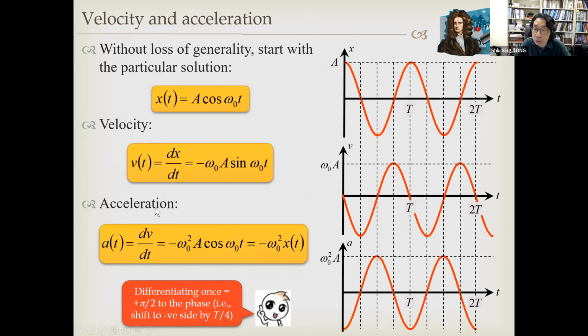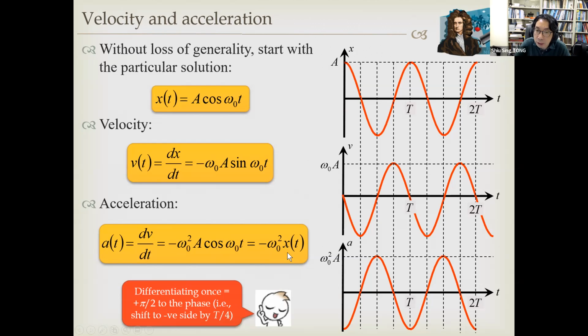And I can also find the acceleration by differentiating the velocity once more. The sine will become the cosine, and I have an additional factor of omega naught again. So totally, we have two factors of omega naught and a minus sign. So we have minus omega naught squared a cosine omega naught t. But I notice that a cosine omega naught t is just x, so I can write this expression as minus omega naught squared x.